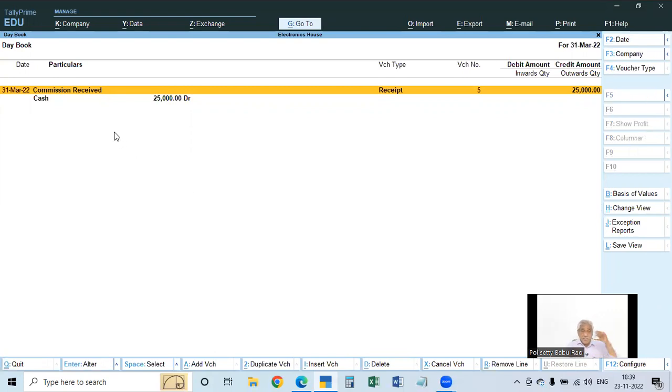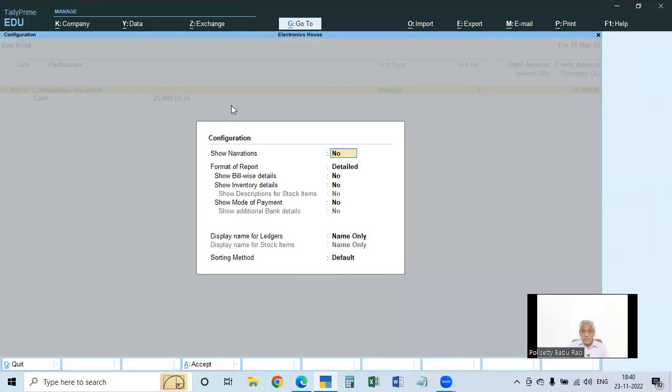If you want some more information, in the case of stock items, we require the name and quantity of the stock. And in the case of bank payments, we want to know the mode of payment, cash or bank, and if it is bank, the check number, etc. In such a case, you go to F12. Narration is not required. Report will be detailed. Then take only inventory details, yes. Then mode of payment, whether bank or cash, yes. And then additional bank details, which means check number, etc. It will give you that.